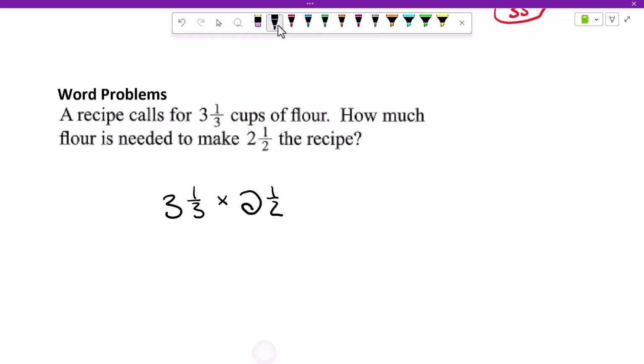All right, so the denominators stay the same. 13 over 3. Multiply, then add. 3 times 3 is 9. 9 plus 1, 10. Next one, multiply, then add. 5. Okay.